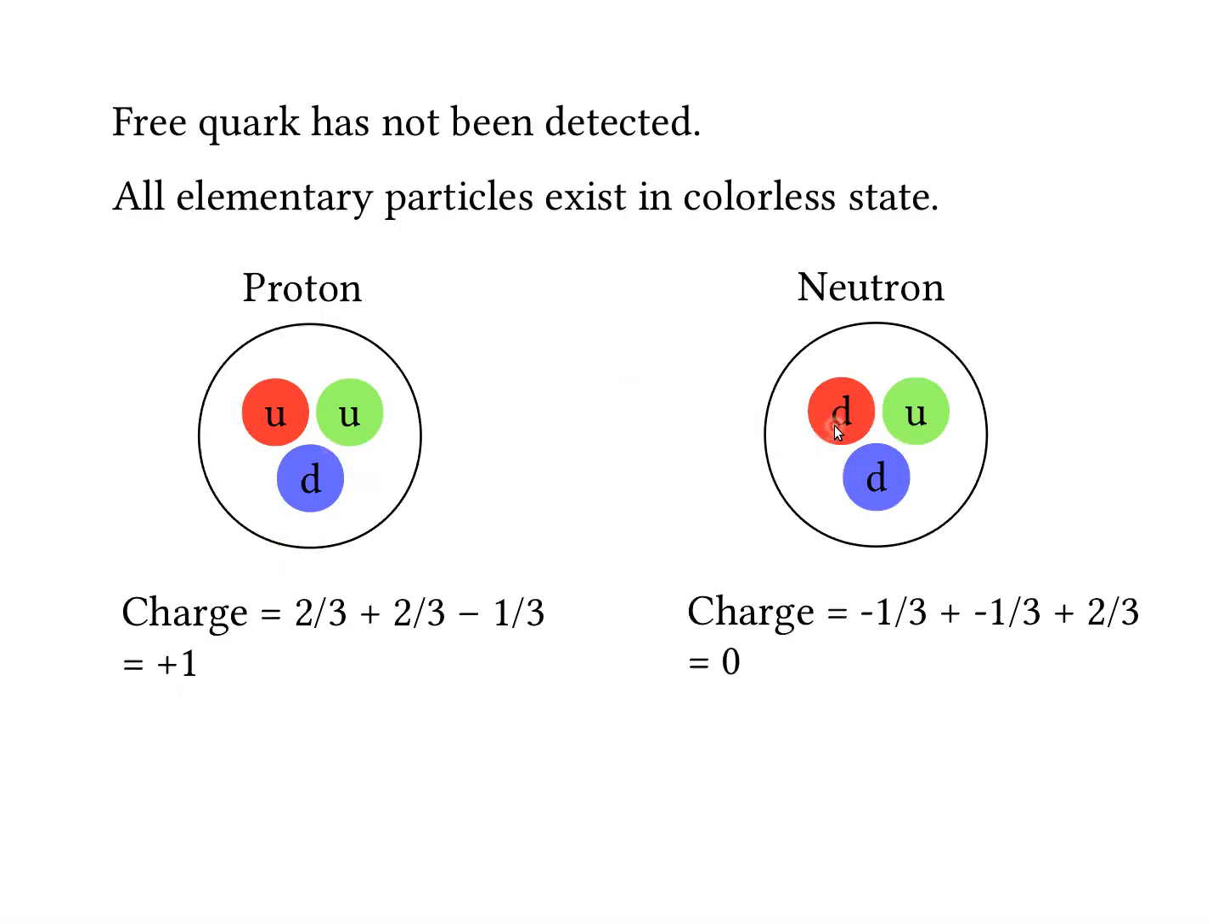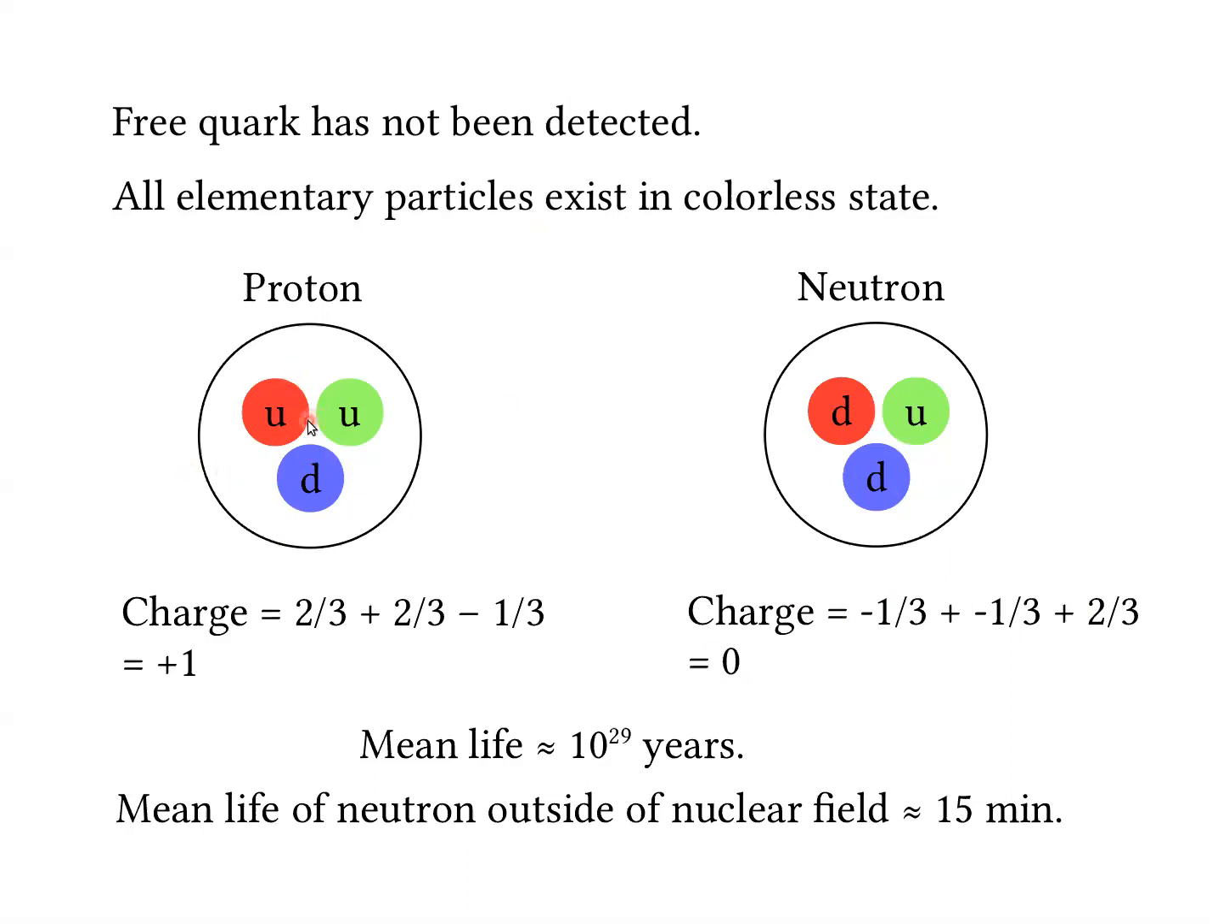Similarly, neutron: it is up, down, down. So it's minus 1/3 for the down, minus 1/3 for the other down, and up is 2/3, so combined together they form the charge. So they combine to make the colorless three. So proton and neutron each have three quarks as internal structure.